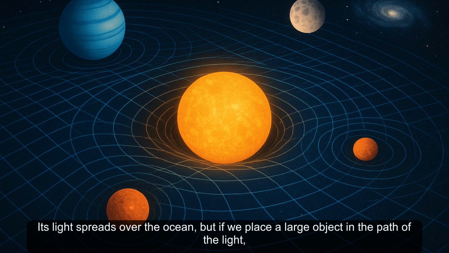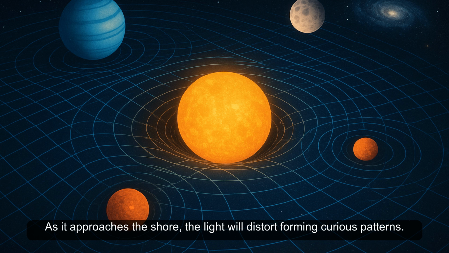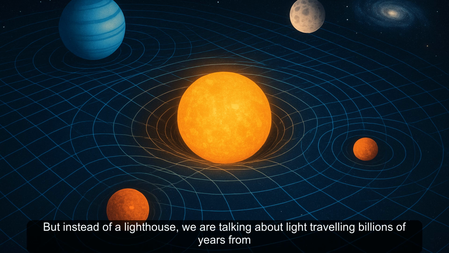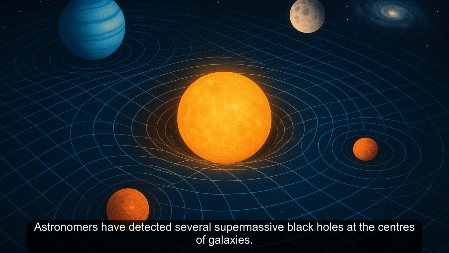Its light spreads over the ocean, but if we place a large object in the path of the light, its beam will be affected. As it approaches the shore, the light will distort, forming curious patterns. Black holes work similarly. But instead of a lighthouse, we are talking about light traveling billions of years from the depths of the universe. Astronomers have detected several supermassive black holes at the centers of galaxies.